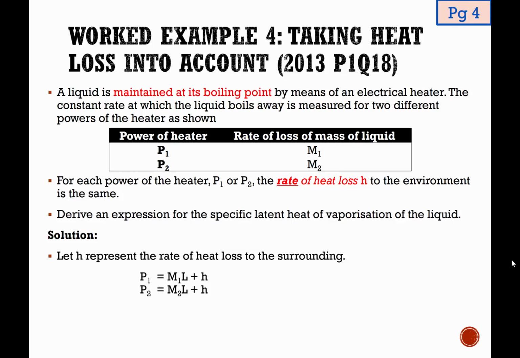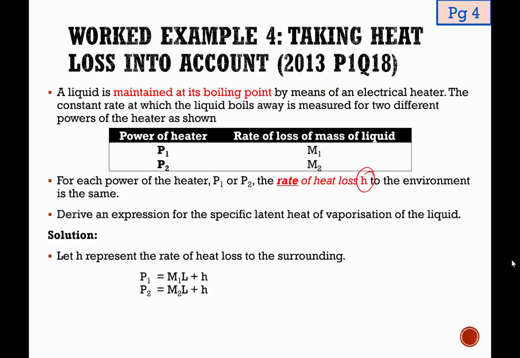So therefore, to solve this question, let H represent the rate of heat loss to the surrounding, since it's given as H. Power input is basically the rate of loss of liquid multiplied by the latent heat, plus the rate of loss to the surrounding. So I can have two equations: P1 equals M1L plus H, P2 equals M2L plus H.